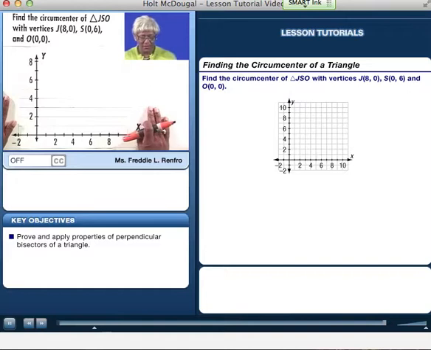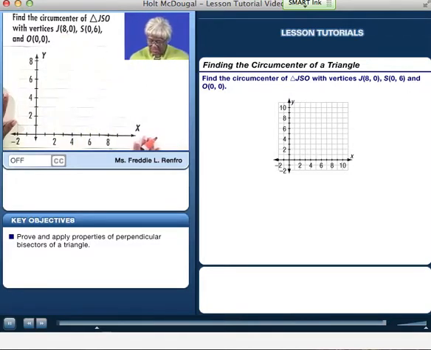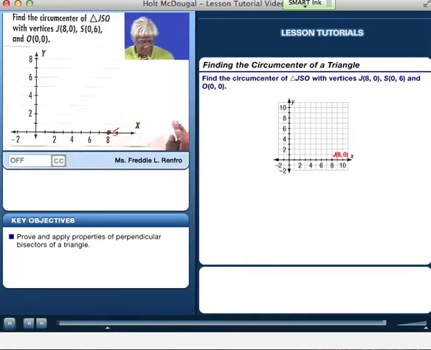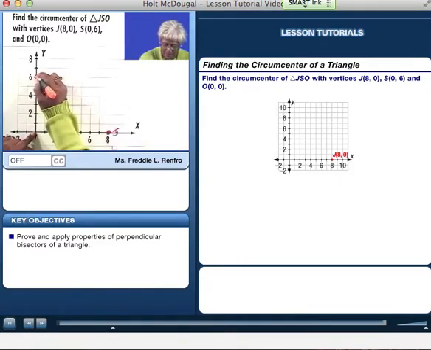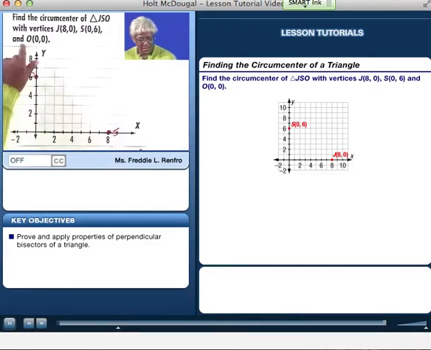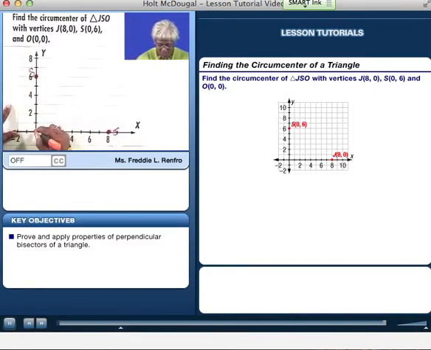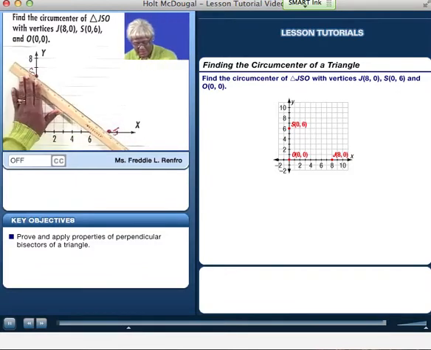We have a triangle. J is at (8, 0). That's one point on my triangle. S is (0, 6). That's S. And the other point is O, which is at the origin. Now we have triangle JOS.